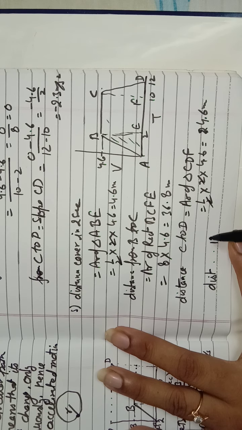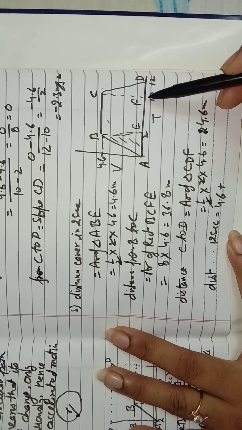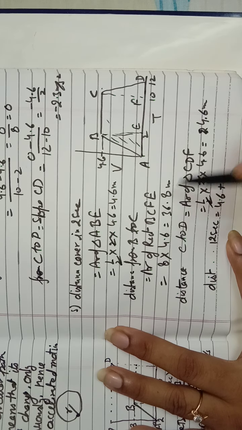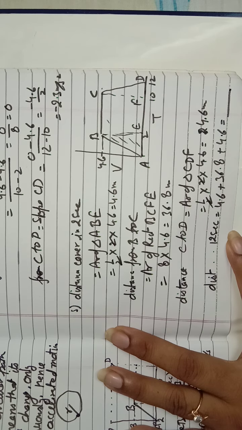Now if you want to find the distance covered by the body in 12 seconds, what will you do? You can add all the values which you got: the distance covered in 2 seconds, the distance covered in the next 8 seconds, and the distance covered in the next 2 seconds. You can add all the distances and find the total distance covered by the body.